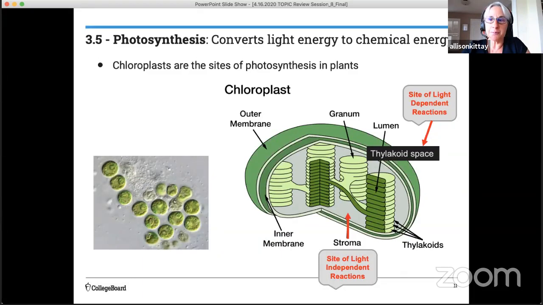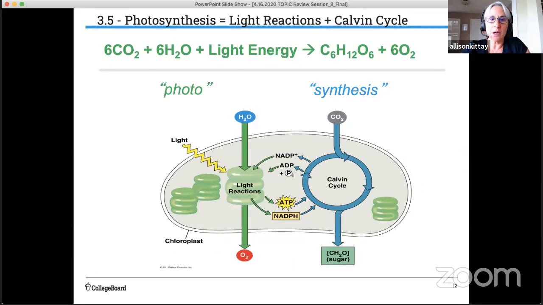Okay, so if you deconstruct this word, photo means light, synthesis means to make. Photosynthesis is actually composed of light reactions, which again take place in the thylakoid membranes, and the Calvin cycle, which is where we actually convert carbon dioxide into organic molecules. So we have photo and synthesis. And again, you're seeing that same image that shows those 2 reactants to build one 6-carbon sugar molecule.